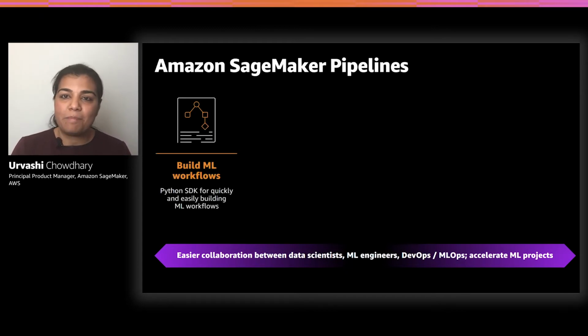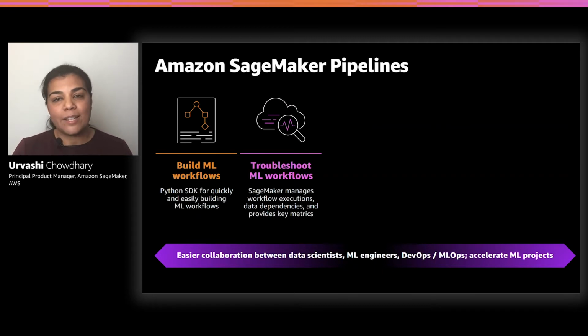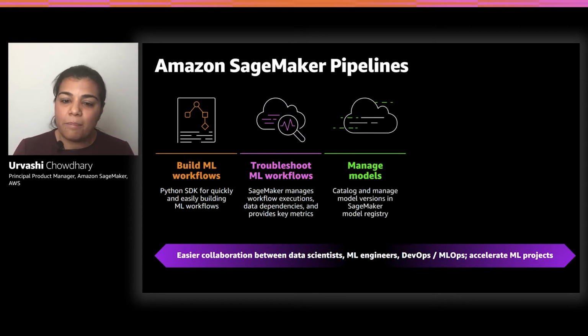First, Amazon SageMaker Pipelines makes it easy to build machine learning workflows by providing a Python SDK so you can quickly construct your machine learning pipelines. As your pipelines are running and your models are being built, you can easily troubleshoot these pipelines by viewing their executions in real time in SageMaker Studio. The Amazon SageMaker Model Registry helps you catalog and manage model versions. So even as the number of models scale, you don't have to build custom tooling to manage these versions.